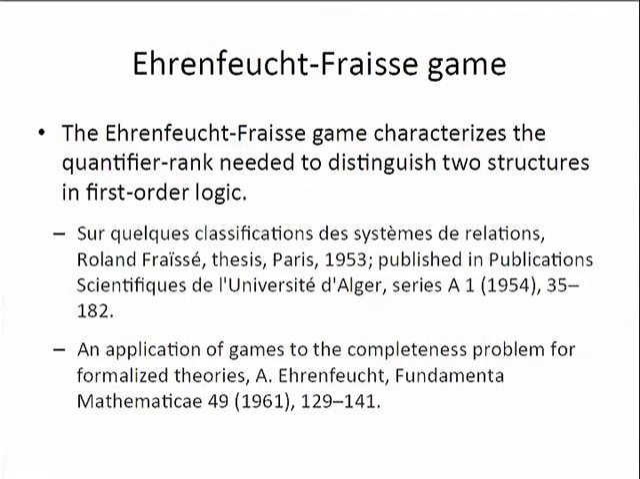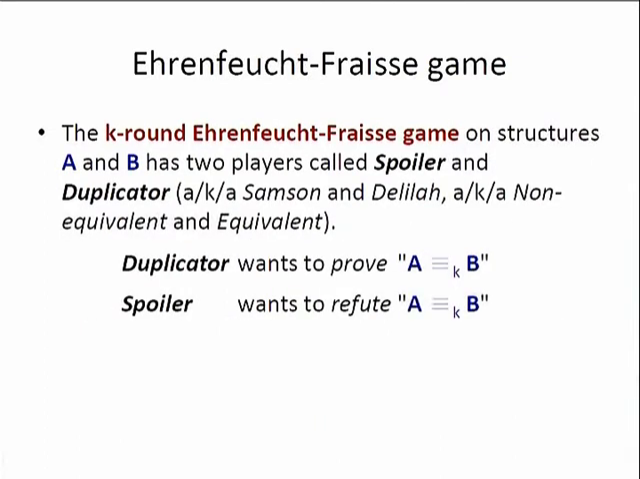Okay, so the Ehrenfeucht-Fraïssé game gives us a way to characterize the quantifier rank you need in order to distinguish two structures in first-order logic. This was introduced separately by Ehrenfeucht and Fraïssé in 1953-1961. You've seen this already, but I'll tell you the definition of the game one more time. The k-round Ehrenfeucht-Fraïssé game on a pair of structures A and B has two players, which we call spoiler and duplicator, although there are other names in the literature, such as Samson and Delilah, or non-equivalent and equivalent players. But here I'll use spoiler and duplicator.